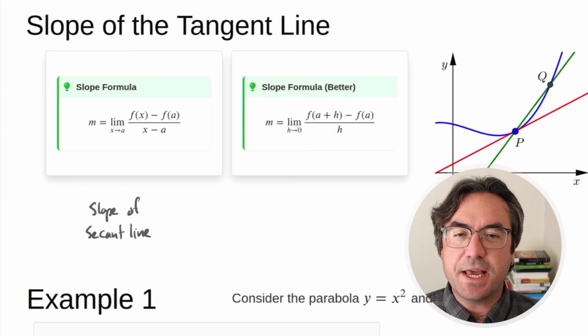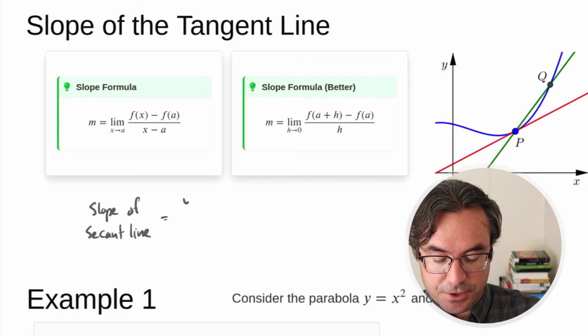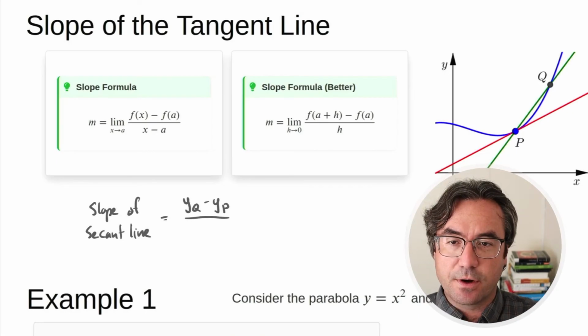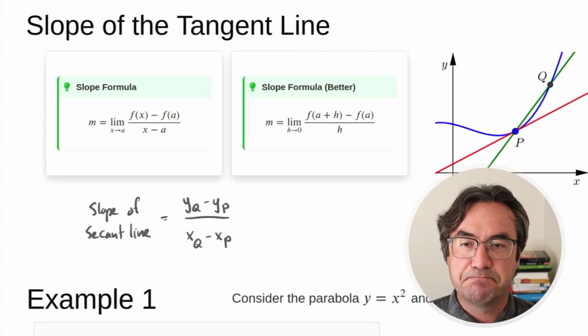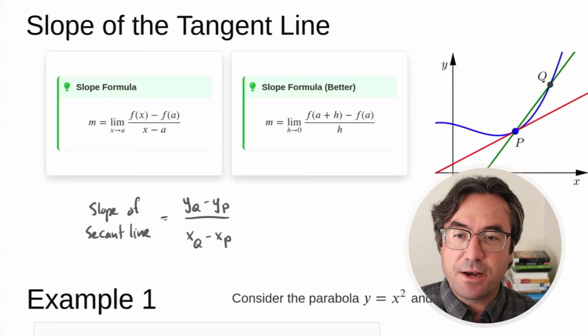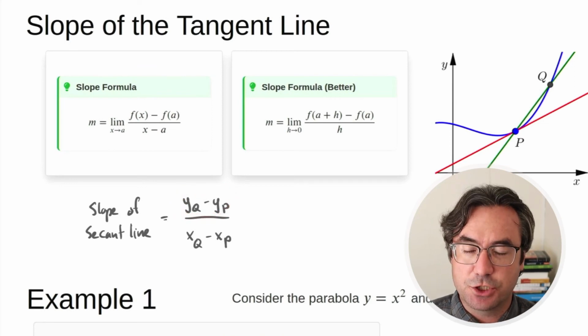So the slope of a secant line is, well, this is just our regular slope formula. So this is just the y-coordinate of point Q minus the y-coordinate of point P divided by the x-coordinate of point Q minus the x-coordinate of point P. And the way we find our y-coordinates is we plug the x-coordinate into our function.